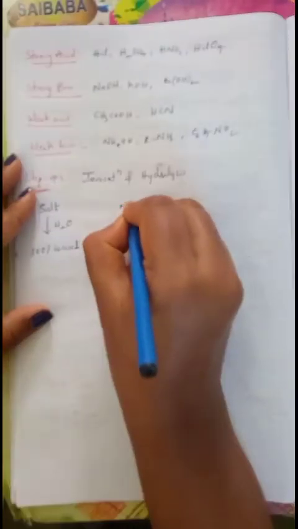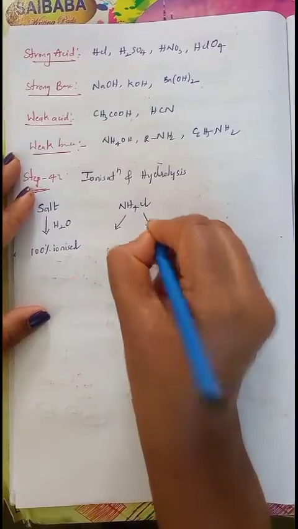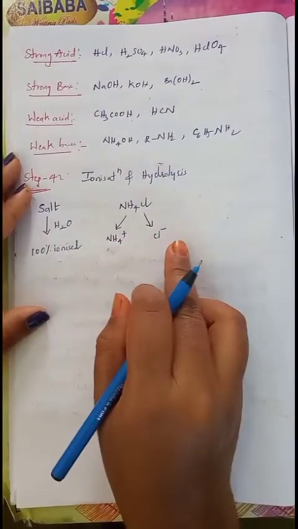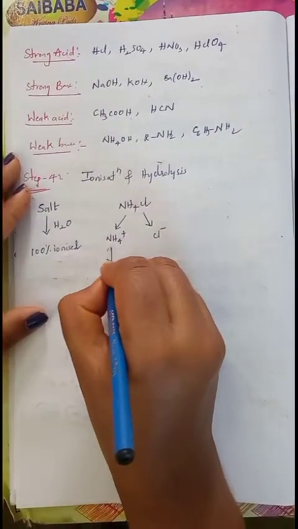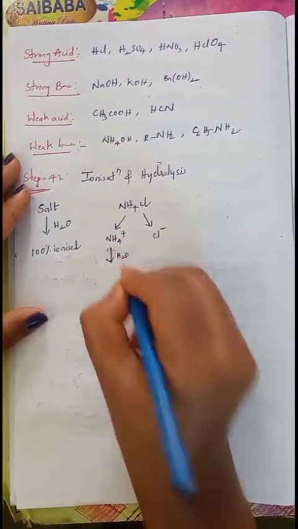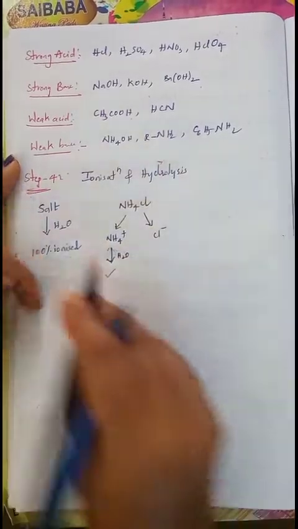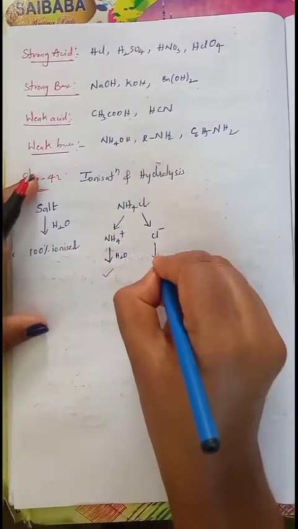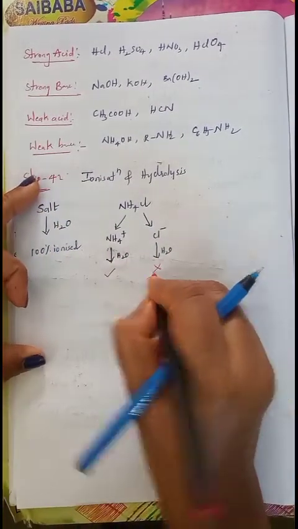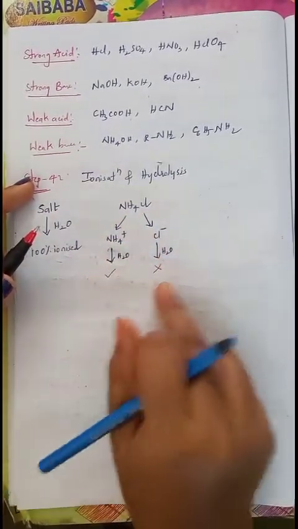For example, I am taking the NH4Cl salt. When it is taken in water, it dissociates into NH4 plus and Cl minus ions. That is dissociation, or it is called ionization, or 100% ionization. When it is added to water, NH4 plus is a weak base, so it can react with water. Whereas Cl minus is obtained from a strong acid, so it will not undergo hydrolysis. It is completely ionized but not completely hydrolyzed.